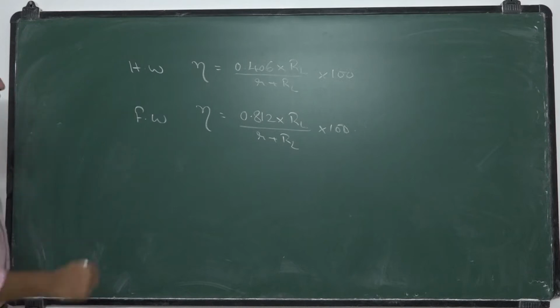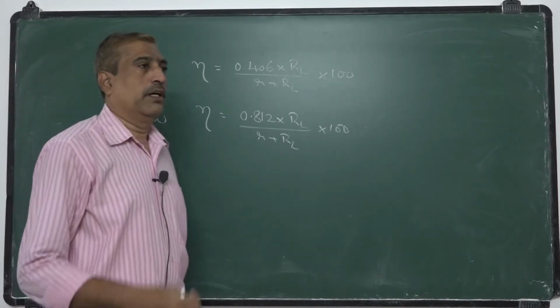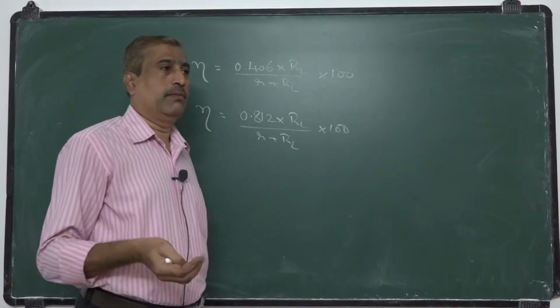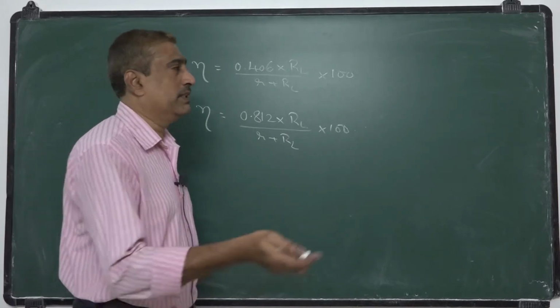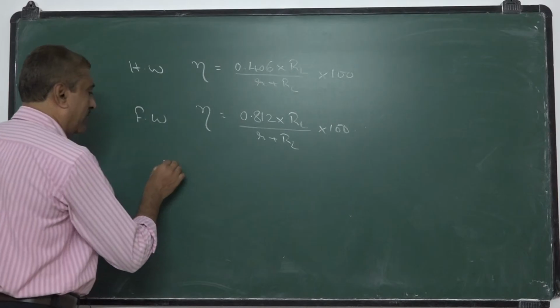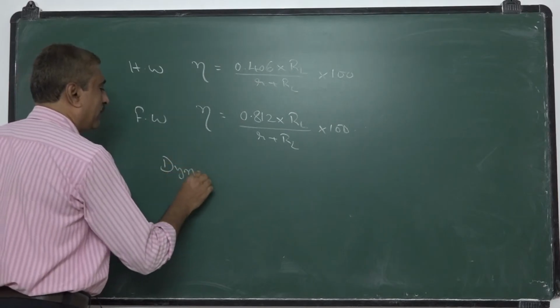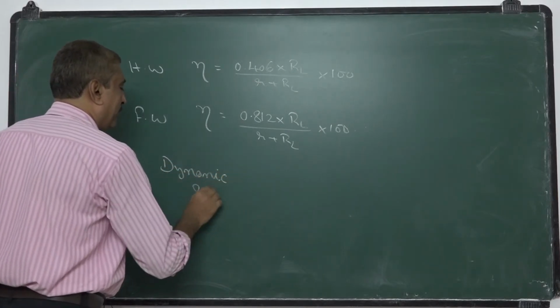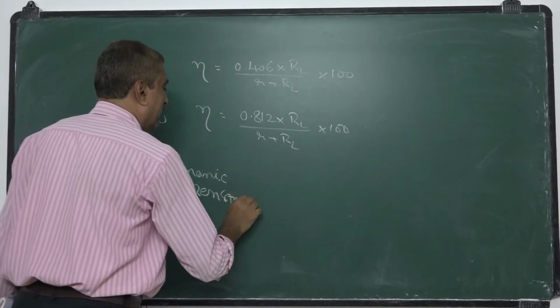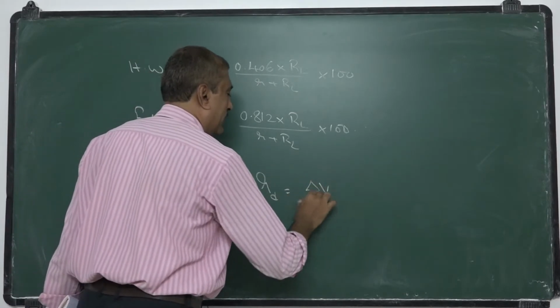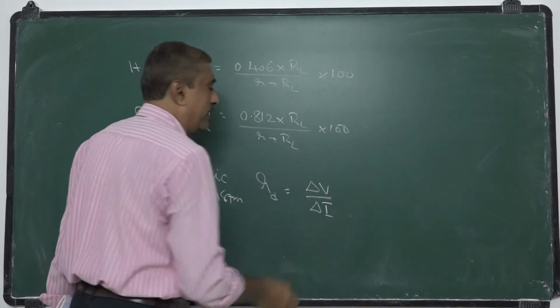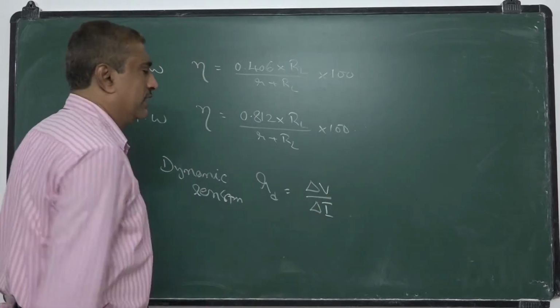So remember this formula. Usually in diodes we get a problem on the dynamic resistance of the diode. In that case, we calculate the dynamic resistance RD, which is equal to the change in voltage by the change in current, delta V by delta I. You just remember this.